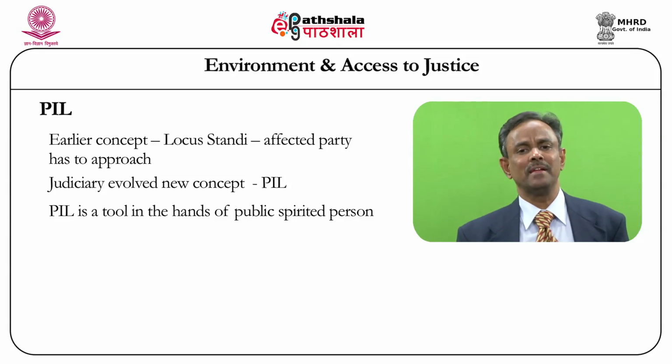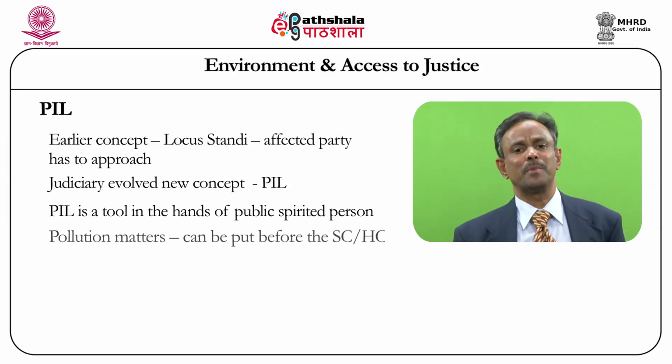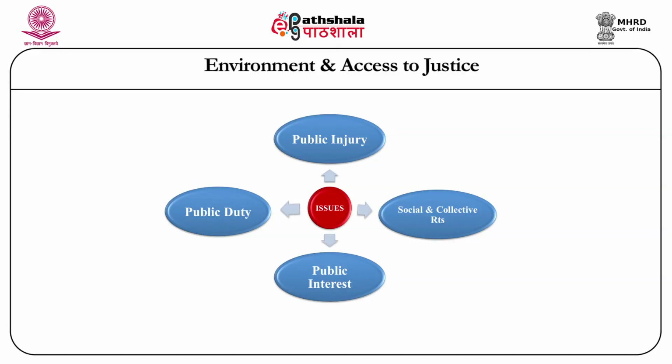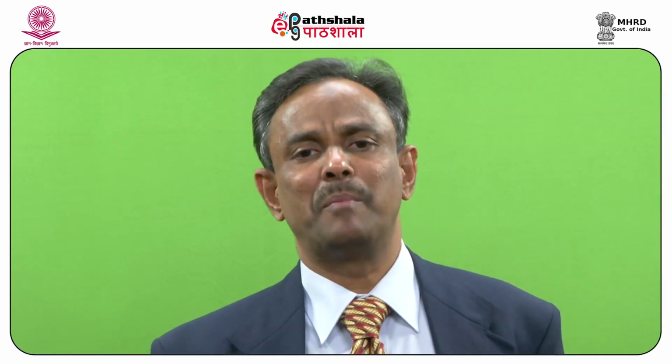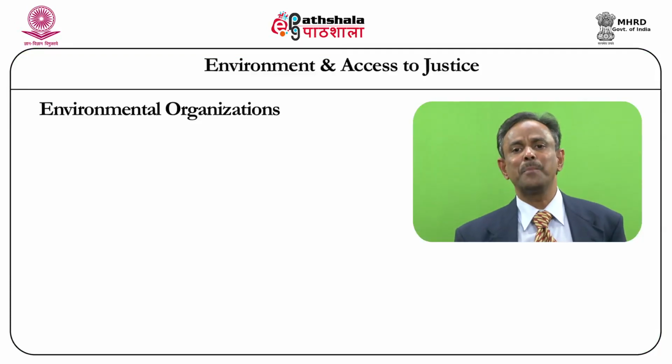In environmental matters, any person who is interested in protecting the health of the public can approach the High Court or Supreme Court by way of public interest litigation and avail an appropriate remedy to stop such pollution. Various issues came before the court in public interest litigation and the environment. The issues mainly deal with concepts like public injury, public duty, public interest, and the social as well as collective rights of the public. Many cases came before the court by public interest litigation, and the court gave various remedies in such situations. Various environmental organizations also approach the court to avail remedies in environmental matters.